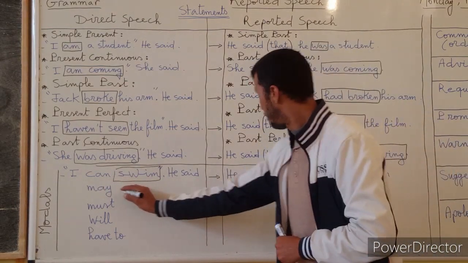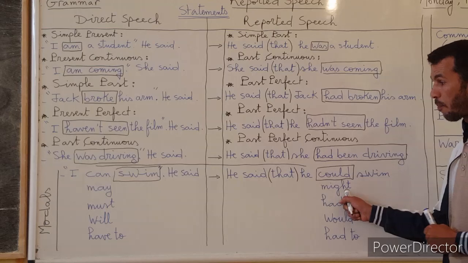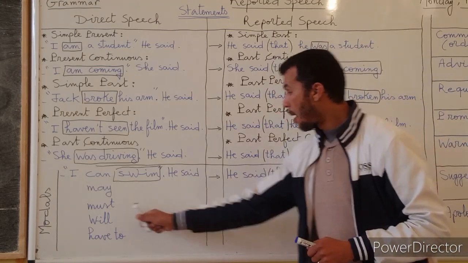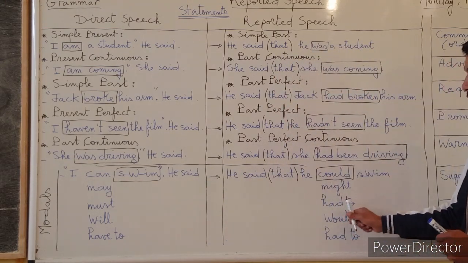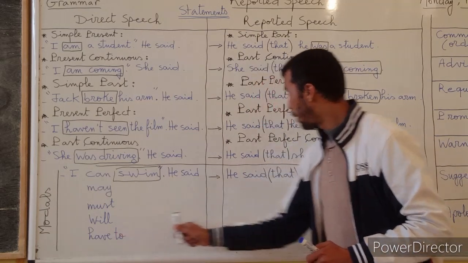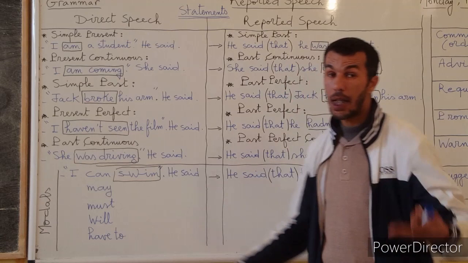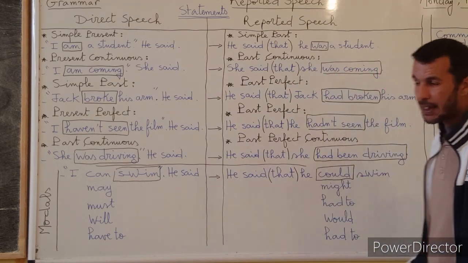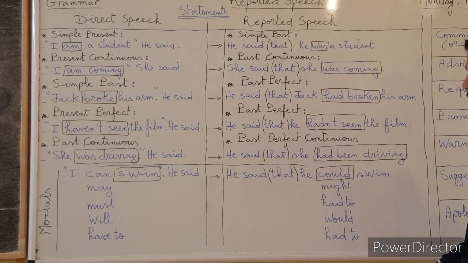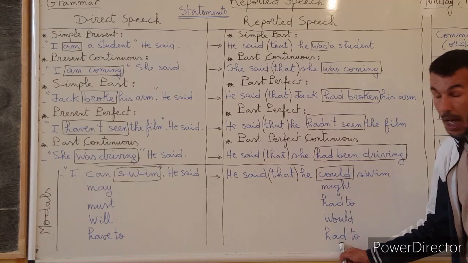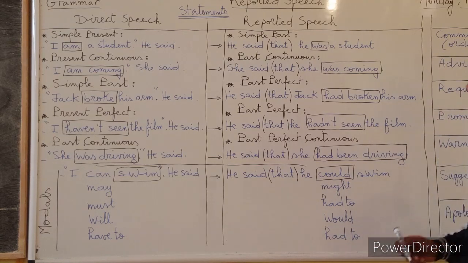May becomes might. Must becomes had to. Will becomes would. And have to, sometimes you can find has to when we have he, she or it, they become had to. You may ask me about the other modals like should or would, etc.